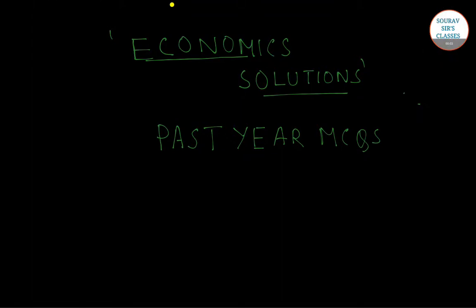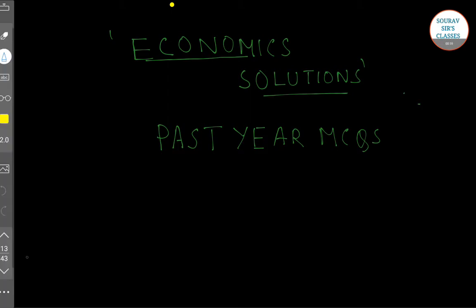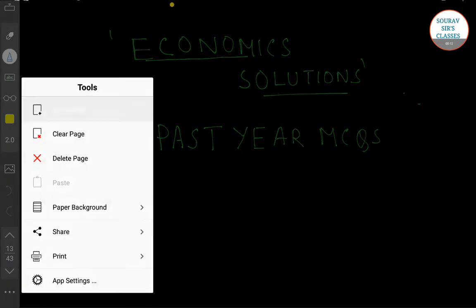So in today's video we'll be talking about economic solutions, that is a few past year MCQs. First we'll start with a question. In this question it is given, in a diagram that we are going to draw, after the price change the price line shifts from PQ to PQ1. So I'll simply draw the diagram.